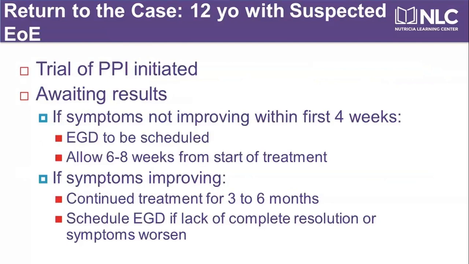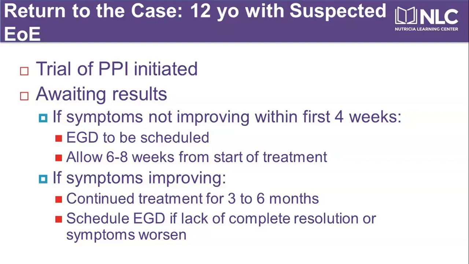So just getting back to our case, my initial approach with this 12-year-old was to put them on a PPI and then kind of wait to see how they did over those first few weeks. And the plan was if he had continuing symptoms, didn't have a significant improvement within that first 4 weeks, I'd go ahead and put him on the schedule for the endoscopy. That usually, with most of my patients, puts that initial endoscopy out at a 6 to 8 week mark.